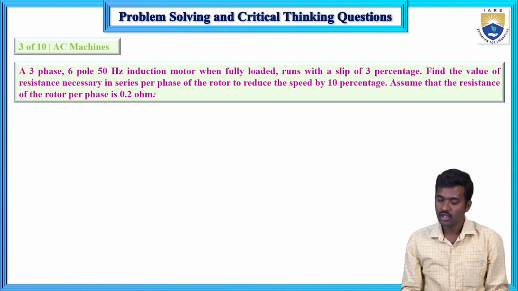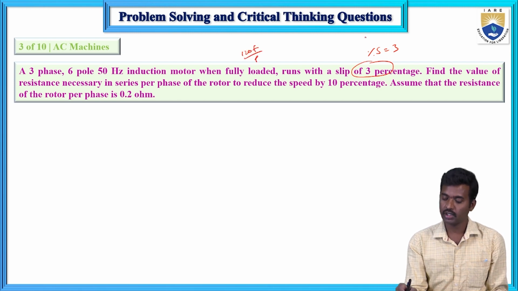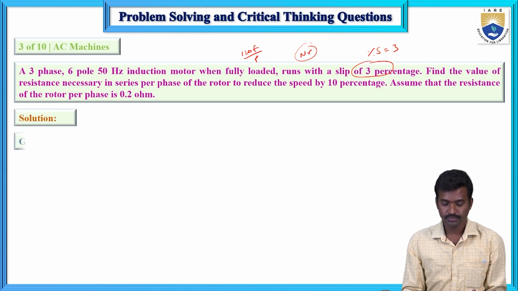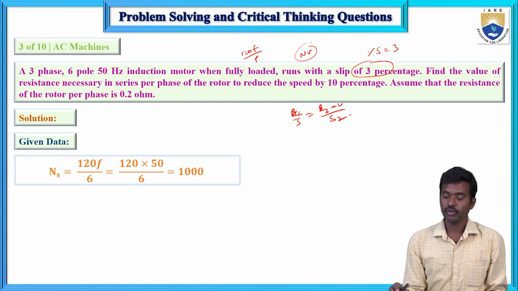In this case, the percentage slip is 3%. We can calculate the synchronous speed from 120 F by P, and from the slip we can determine the running speed. This is the speed reduced by 10%. So we have two speeds and two slips, and we know the relation R2 by S equals R2 plus R by S2.